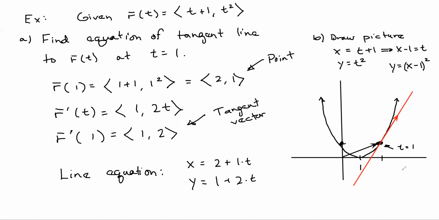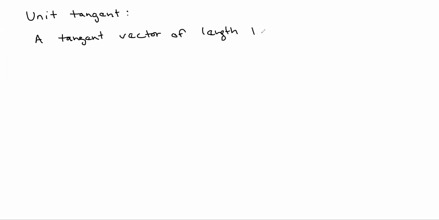Okay. Next, we're going to look at something called the unit tangent. The unit tangent is just a definition. It's a tangent vector of length 1. So one unit, as in unit vector.